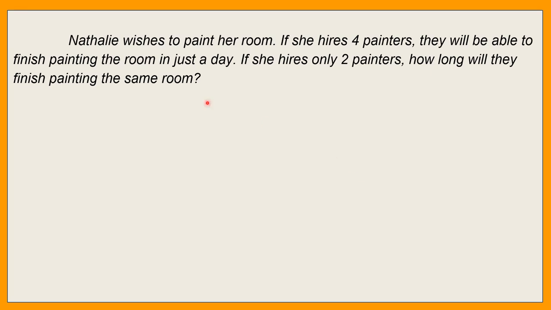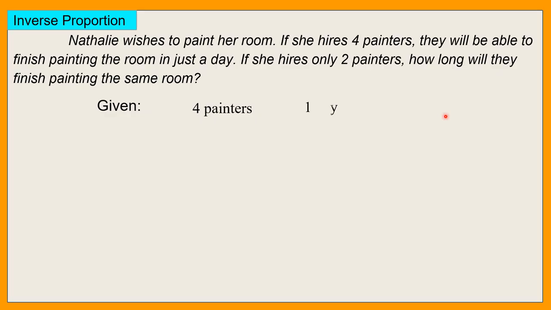Sa tingin niyo ba ay 1 araw pa rin? Hindi na, di ba? So, this kind of problem is an inverse proportion. Baligtad na to. 4 painters, 1 araw. Kung 2 painters, di dadami na yung araw, di ba? Kasi hindi nila kakayanin yan ng 1 araw. Okay? So, given natin dito, 4 painters, 1 day. Kasi a day. Sabihin ng a day, 1 araw. At anong gagawin nila? Painting of the room.